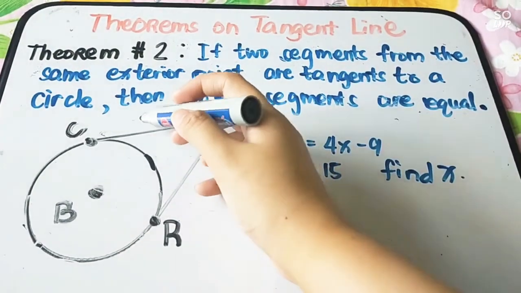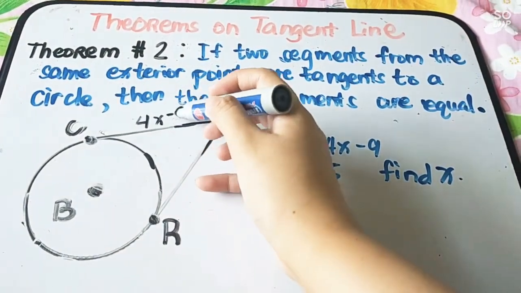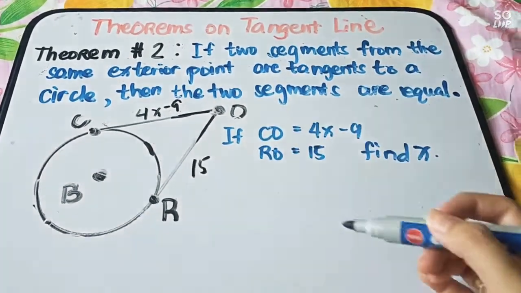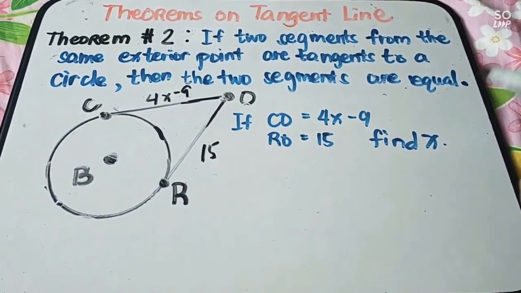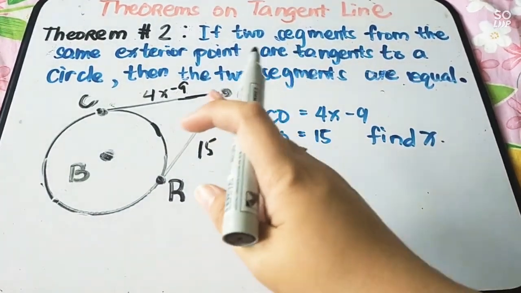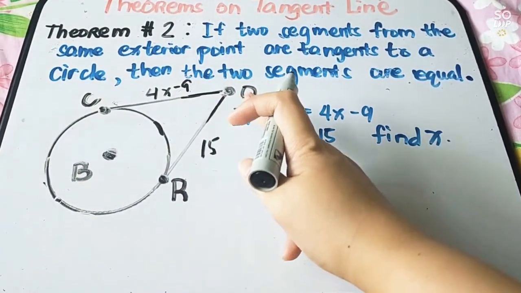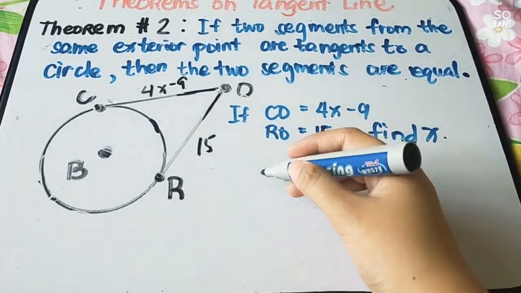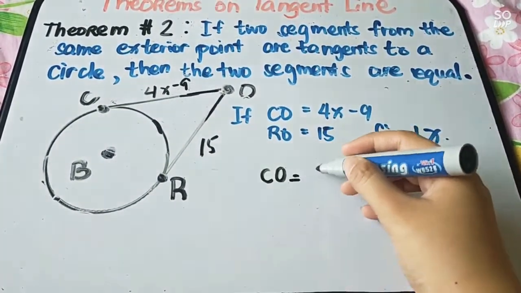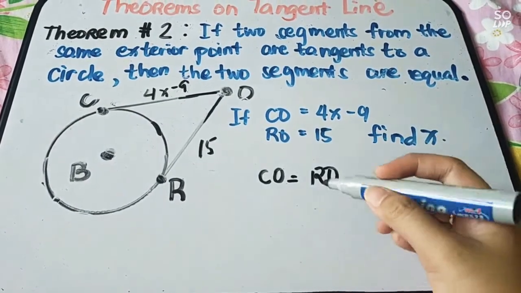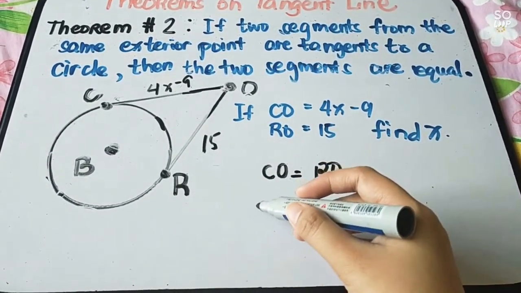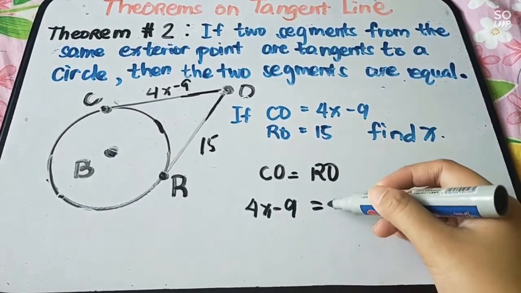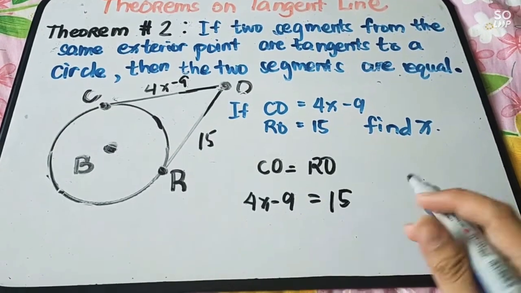So, this one, CO is 4x minus 9, and then RO is equal to 15. So, in our theorem, if we have two segments from the same exterior point, which is point O, that are tangent, therefore they are equal. Since they are equal, CO is equal to RO. Then, substitute the given. CO is 4x minus 9, and it is equal to RO, which is 15. Then, solve for x.